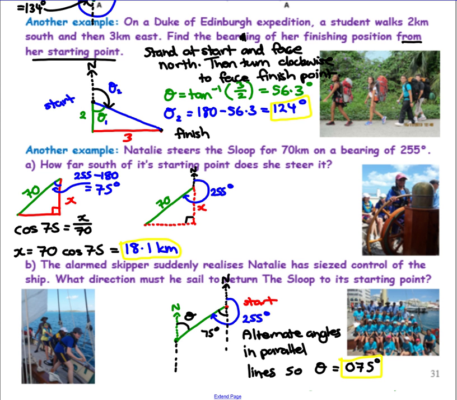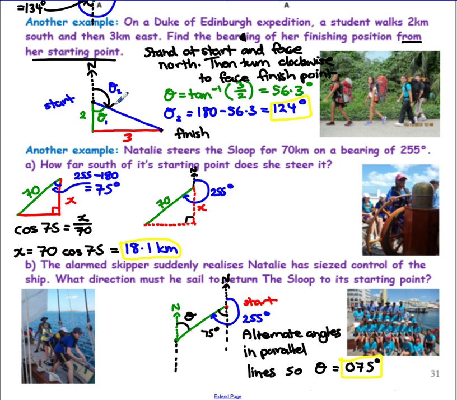So using SOHCAHTOA, we've got theta equals tan minus 1, opposite over adjacent, and you get that this green angle here is 56.3, which enables us to work out the bearing we want to find, because this forms a 180 degree straight line. So 180 minus 56.3 is 124 degrees to 3 sig figs.